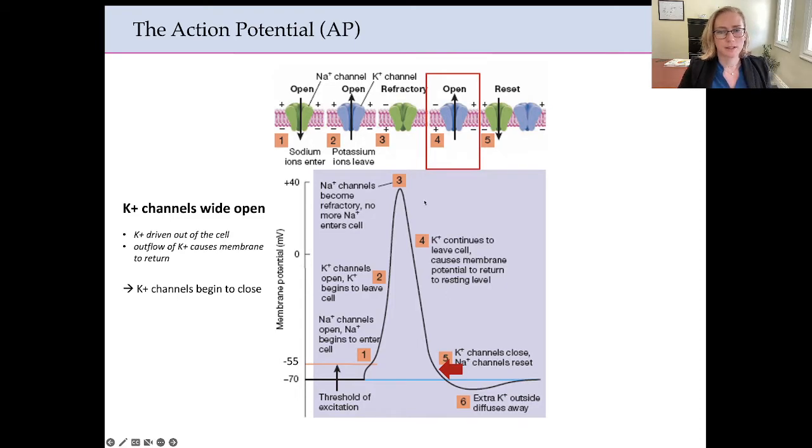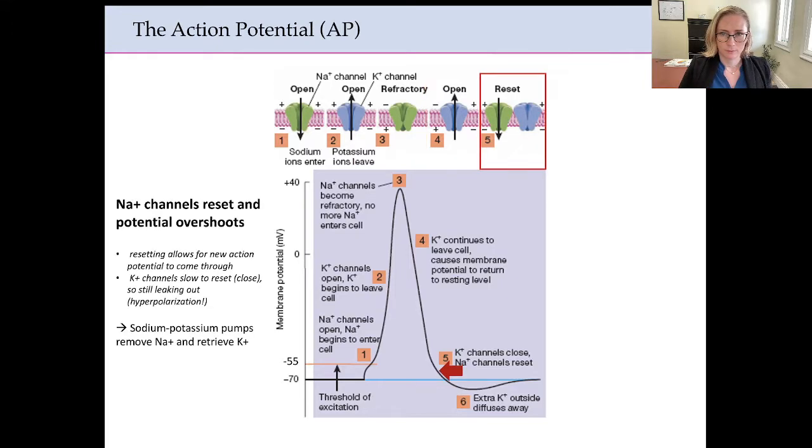Very slowly, again, during this whole process of repolarization, potassium channels start to close. So they were late to the game opening, they're late to the game closing as well. Once we reach resting potential, theoretically, well, not theoretically, once we hit -70, sodium channels reset.